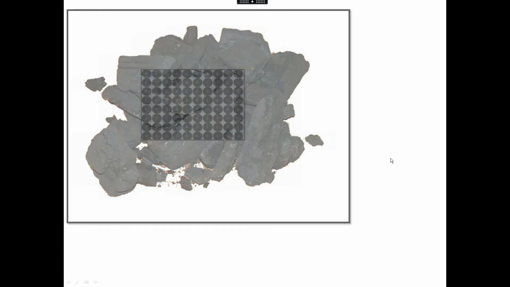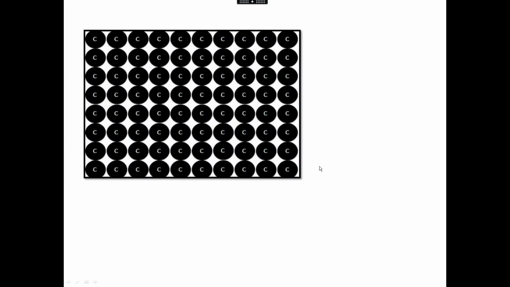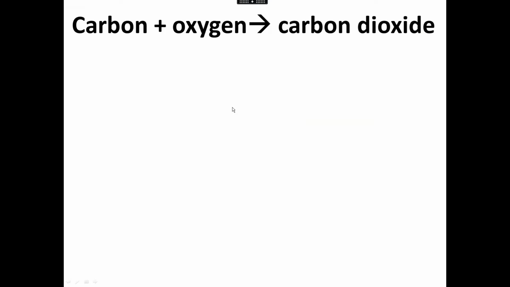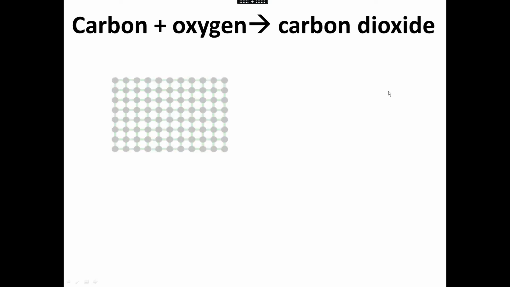Right, now I mentioned the word carbon. Coal and charcoal have a lot of carbon atoms in there. In coal, it's nearly all carbon. There might be some impurities mixed in there, but carbon atoms are found in both coal and charcoal. And when we burn carbon, it reacts with oxygen from the air to make carbon dioxide. So burning coal and burning charcoal is yet another example of a fuel which produces carbon dioxide when it's burnt.